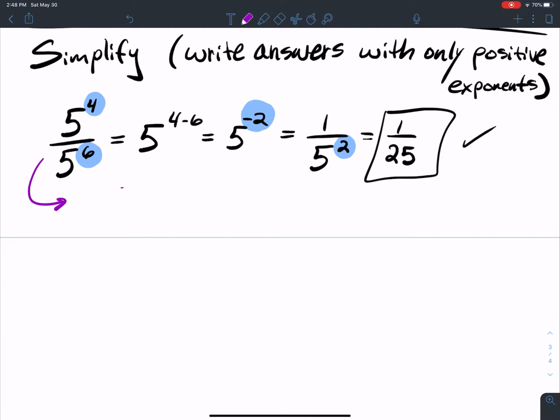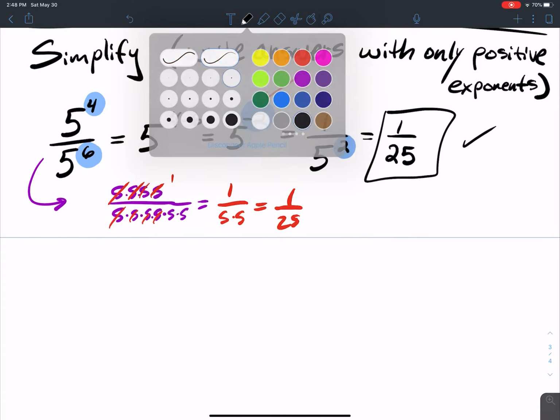Now, if you wanted to do this where you just wrote it out, you could. What I mean by that, you could write 4 5s up top and 6 5s down low. And then what do you see happens? Well, 5 cancels the 5, 5 and the 5, 5 and the 5, and up top I have a 1 left, and in the denominator I have 2 5s, which make 25. So you get the same answer either way, whether you want to use the formula way or just muscle it out.